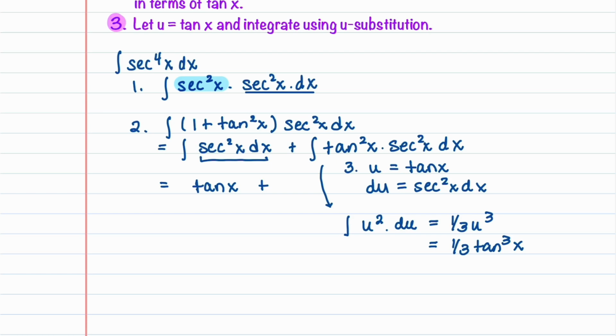Now let's go ahead and combine our answers. So we have the integral secant to the 4th x dx is equal to tangent x plus 1/3 tangent cubed x, and then we add on our constant c. And there's our answer.